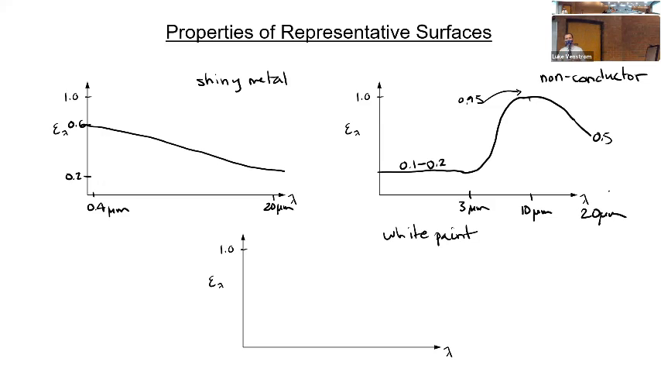But electrical non-conductors, so think like the plate that you eat off of. When you go to eat at the cafeteria, it's porcelain typically, that's a non-conductor. It's like a ceramic, and it looks white, right? Unless it's been made to look fancy with some paint or something. But it looks white, right? And I'll say that it looks white because it has a low emissivity in the visible.